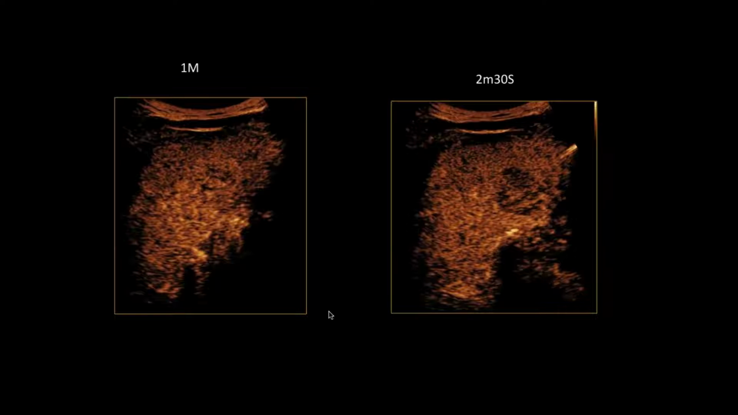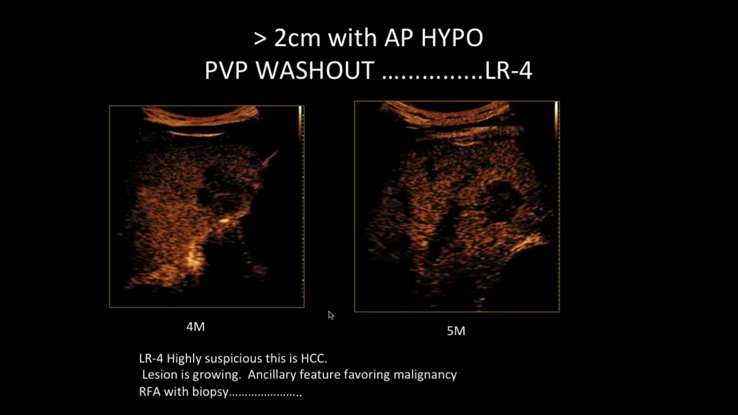Now, when we look at 1 minute and 2.5 minutes, what do we see? This lesion is washing out. So the first time we see the washout, we have weak washout at later than 1 minute. And then at greater than 2 minutes, when we watch at 4 and 5 minutes, we can see that the washout is striking. So this qualifies for LR4, a highly suspicious lesion for HCC.